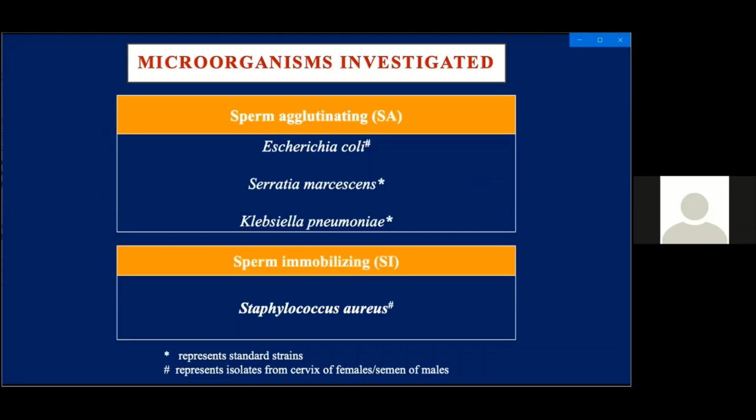Microorganisms investigated. We have three microorganisms under the category of sperm agglutinating: Escherichia coli, Serratia marcescens, Klebsiella pneumoniae, and under the category of sperm immobilizing, we have Staphylococcus aureus. Escherichia coli and Staphylococcus aureus are clinical isolates, whereas Serratia marcescens and Klebsiella pneumoniae are standard strains obtained from the Institute of Microbial Technology, Sector 39, Chandigarh, India.